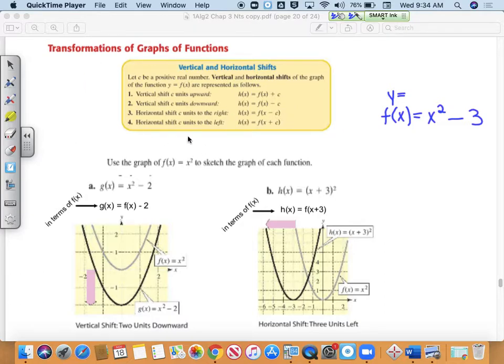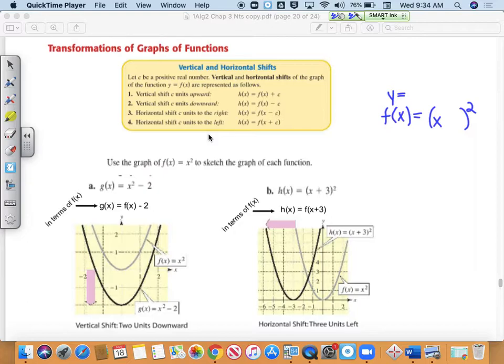But moving it horizontally to the left or to the right, it's going to actually be the opposite. So instead of having a number on the outside, you actually have to have a number on the inside with the x. So if we're moving it left or right, you would have to have it say like x plus 3 or x minus 3.